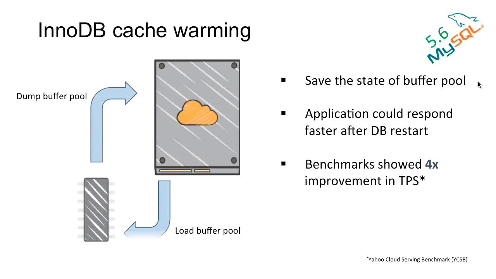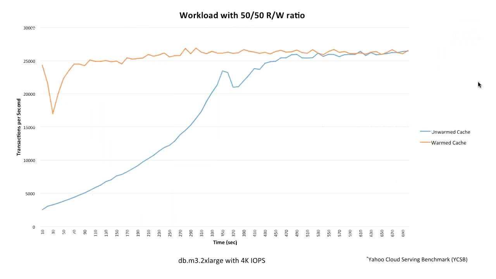You take the buffer pool and dump it into a disk, and from the disk you load the buffer pool back into memory. So what kind of performance are we going to see? The red line is the warmed cache and the blue line is the unwarmed cache, showing transactions per second against time after the restart. After a restart, when I start sending transactions to the database, what transactions per second am I getting?